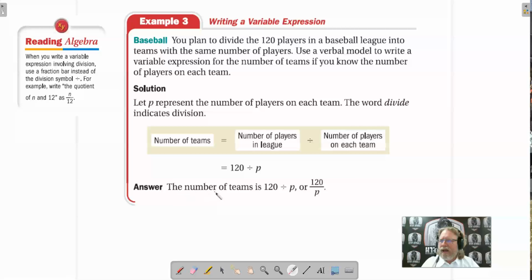So the answer is that the number of teams is 120 divided by P, but like the reading algebra hint says, we're going to use a fraction, and that's 120 divided by P. You can read this fraction bar as division. That's 120 divided by P, or we could say 120 over P. Either way, 120 is the numerator, and P, the number of players, is the denominator.